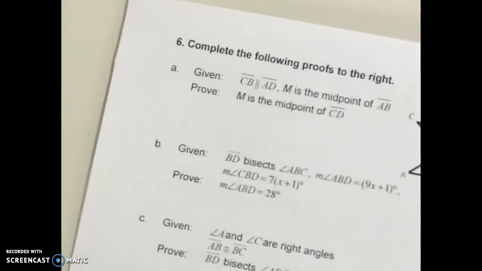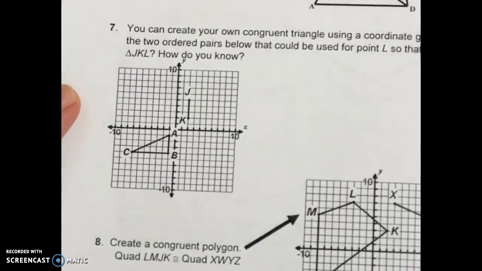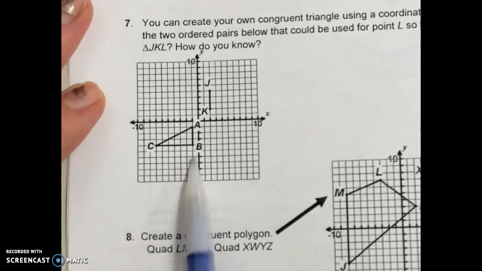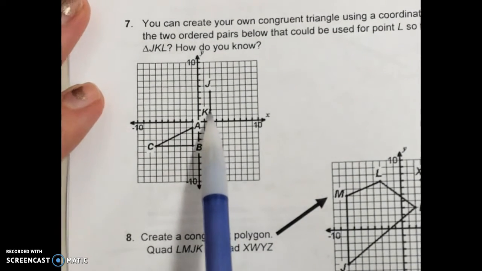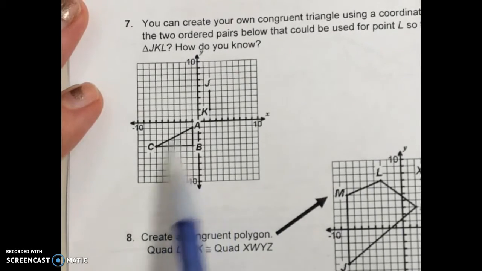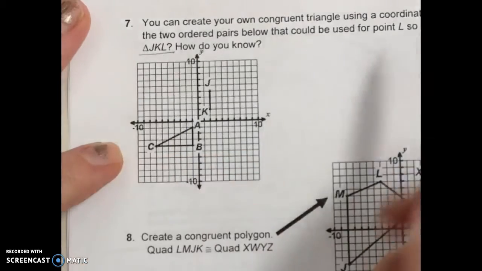Okay, this next video is going to go over part 6 and 7. I'm actually going to start with part 7 because this will go real fast. So remember, we did this question together in class, and the points that you can use have to still make this a congruent triangle. And it has to be congruent in this order.